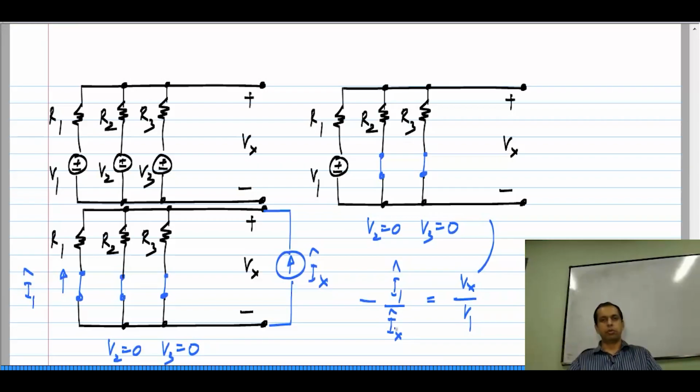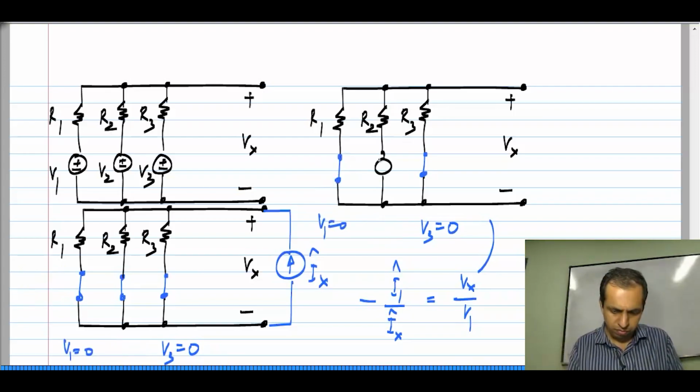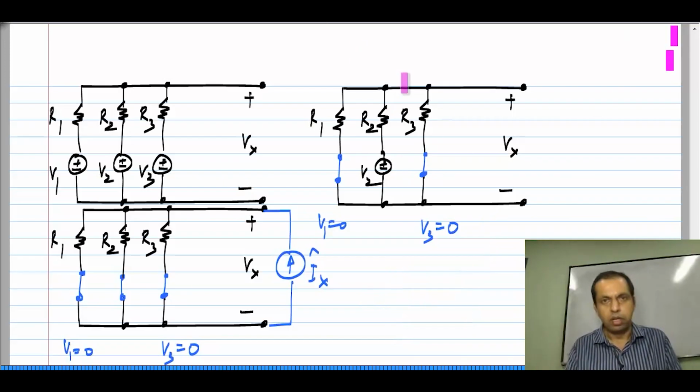Now, why is this approach advantageous at all? It looks like I am going around in loops, making the problem only more complicated. The point is, let me now take the case where V2 is acting by itself. I have set V1 and V3 to 0, and I can calculate Vx. Now, I also know that the reciprocal case for this is, instead of going from V2 to Vx, I can go from Ix hat to I2 hat over there.